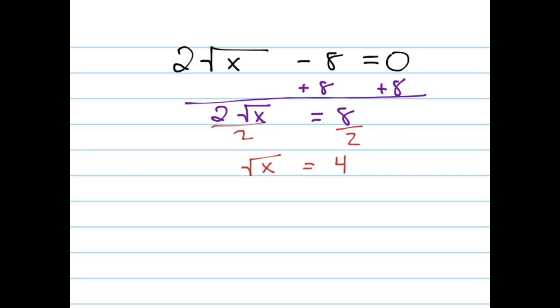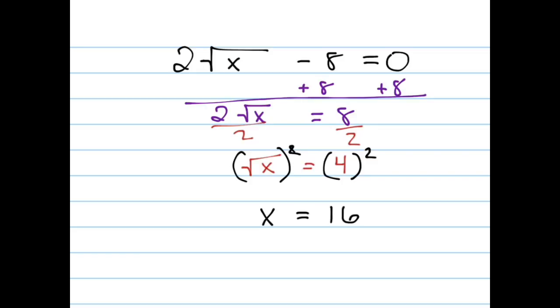Because that's 2 times radical x, and so we undo multiplication by division. Okay, now we've got radical x equals 4. Square the radical x and square the 4, you get x equals 16. So we square both sides, gives us x equals 16.